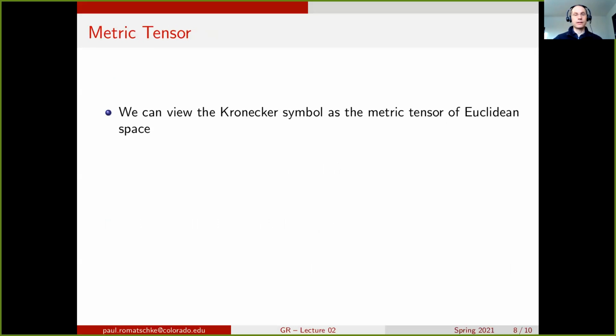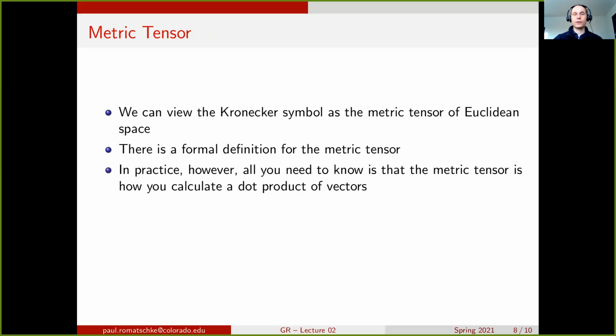It turns out that we can view this particular Kronecker symbol as something that sounds very fancy, namely the metric tensor of Euclidean space. There is a formal definition of a metric tensor, which I don't really find very useful for the course that I teach. In practice, all you need to know at this point is that the metric tensor is how you calculate the dot product of vectors. And the example that I had before is that if you have the vector product of two vectors u and v, you can write it as u_i v_j g_ij in the index notation with a metric tensor, and the metric tensor of Euclidean 3-space is just this Kronecker symbol, the 3-dimensional unit matrix.